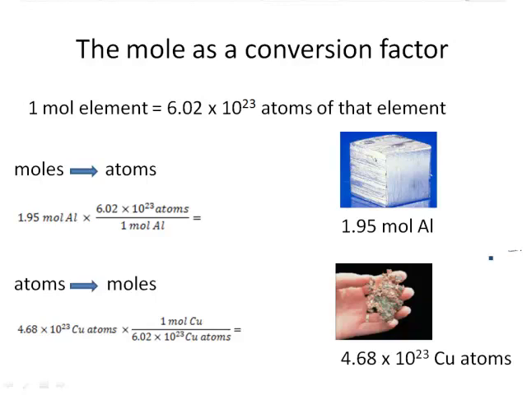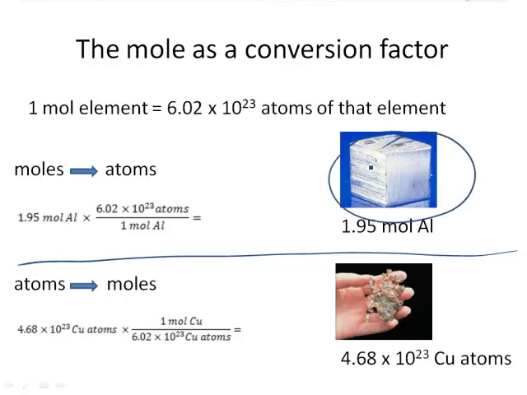So we'll start out looking at a sample that is 1.95 moles of aluminum, and we ask ourselves, how many aluminum atoms are in that sample? Well, if you know you have numbers of moles, the idea that 1 mole is equal to that number of atoms becomes a conversion factor. Because these two things are equivalent, you can make a fraction out of them, where that fraction is essentially the number 1, because the thing on the top and bottom are the same.